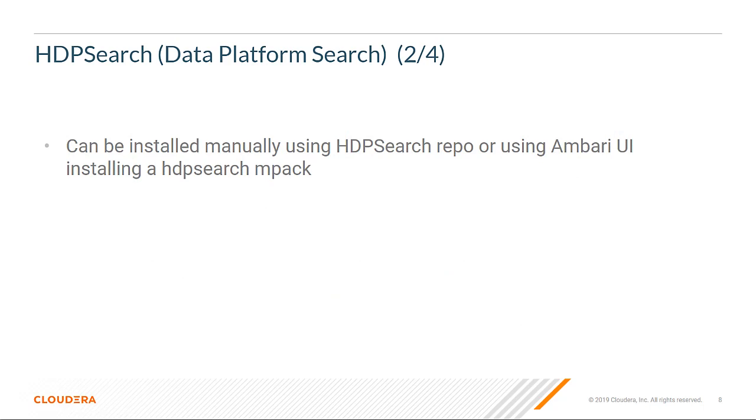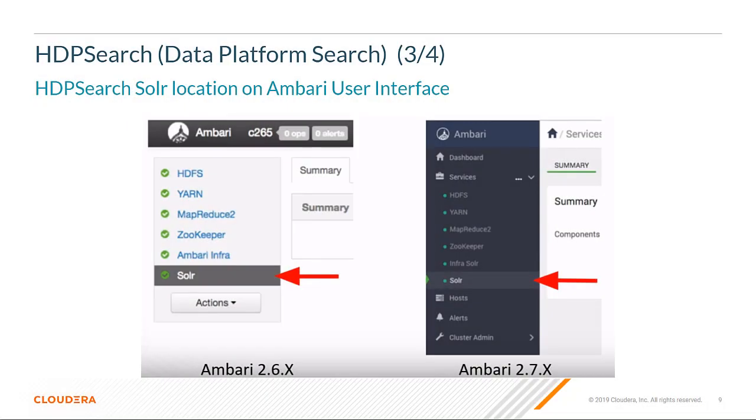HDPSearch can be installed manually using the HDPSearch repo or using the Ambari user interface. HDPSearch Solr location on the Ambari user interface. On the left we see Ambari 2.6 and on the right Ambari 2.7.